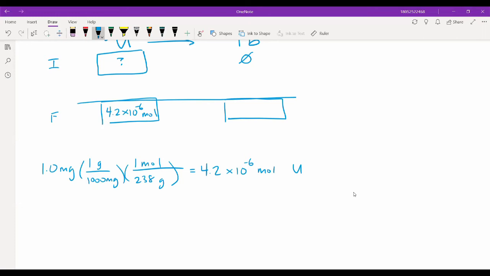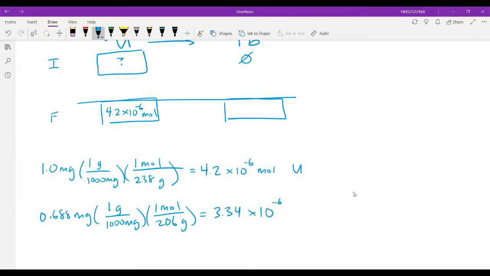So again, when you're converting the masses into moles, you have to use the molar mass of that particular isotope. So for the lead, it's going to be 206, right? You don't want to use the number on the periodic table, which is an average of different isotopes. So this is going to be 3.34 times 10 to the negative 6 moles of lead. So that would be, again, our final number here.